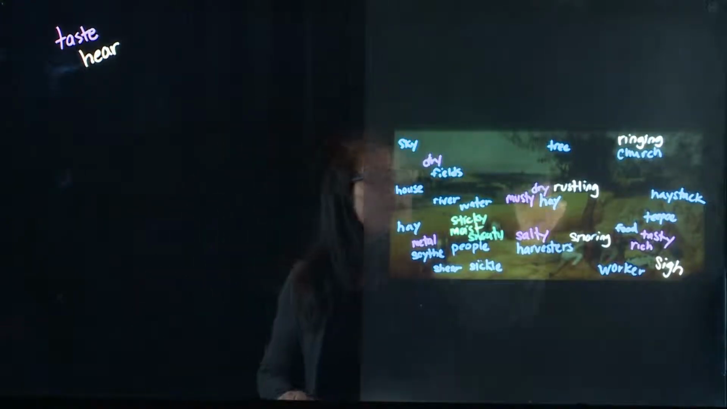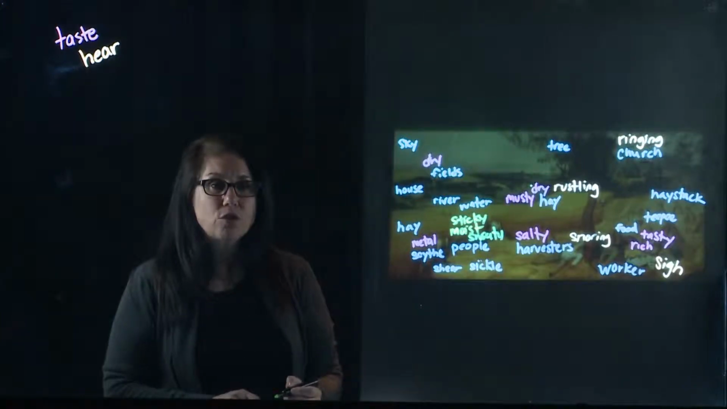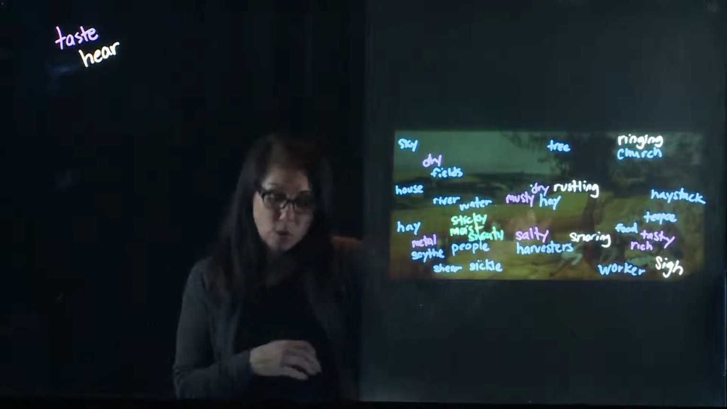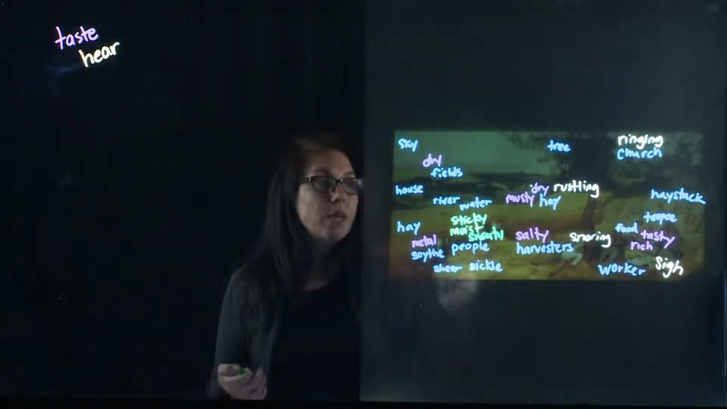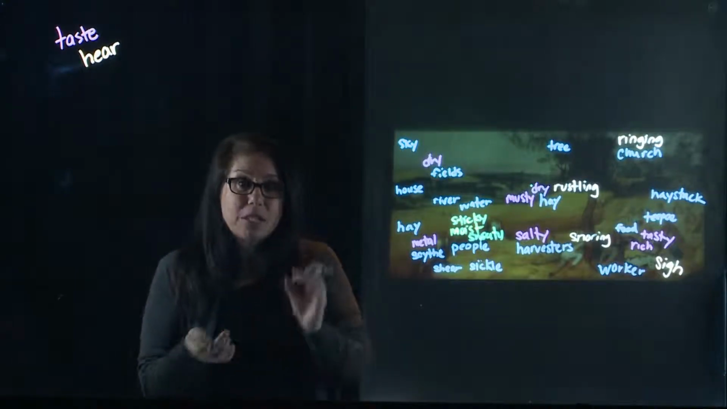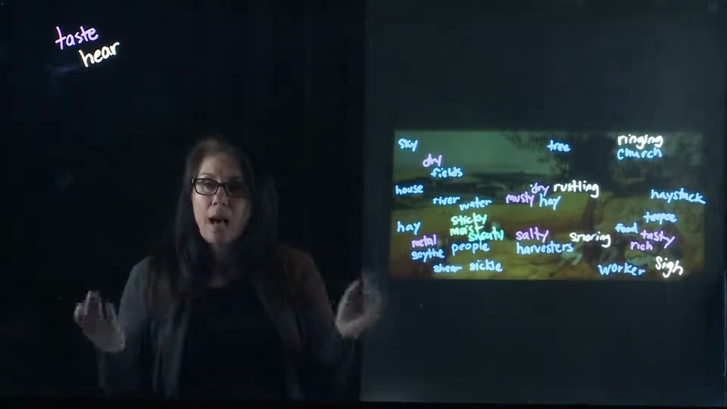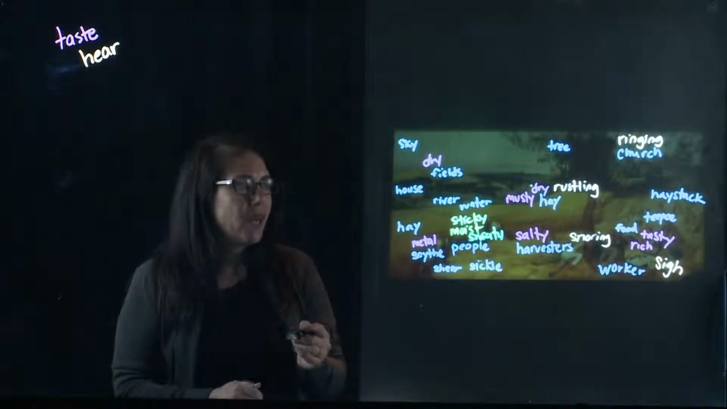The hay. So notice that we might also use words to describe more than one sense. So musty could be taste or smell. We didn't get to smell yet, but that's one of those words. Or dry could be the way it tastes, but also the way it feels. And sometimes we use describing words for multiple purposes, and then the sentence helps us be more specific about what that means. So yeah. What about the hay?